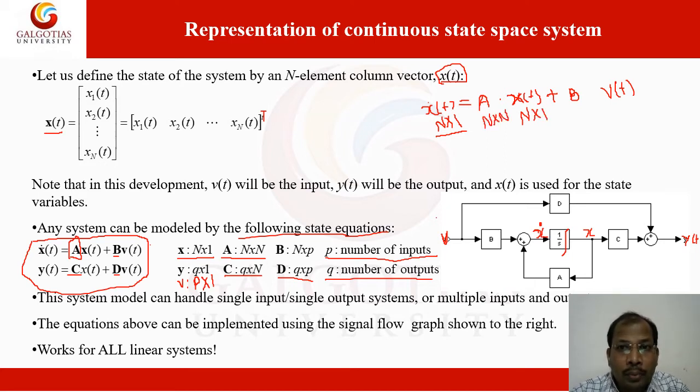So when each product is taken, this will be cancelled out, and we are finally getting N by 1. And similarly here you can see we are getting N by P, where P is the number of inputs, and this is P by 1. So P will be cancelled out. We are getting N by 1. So all are in matrix form.